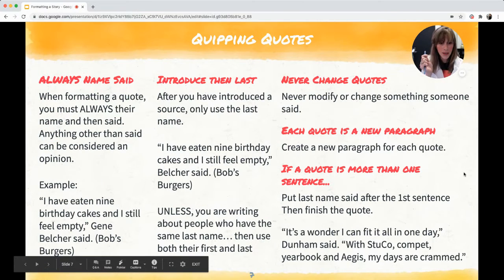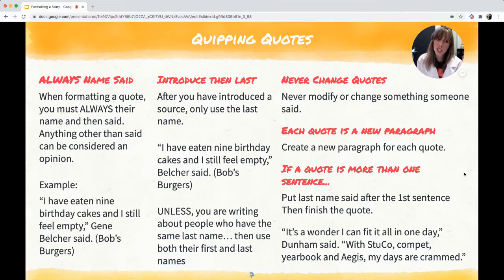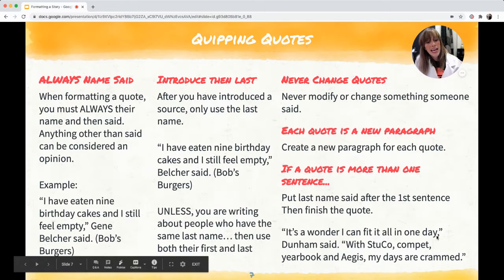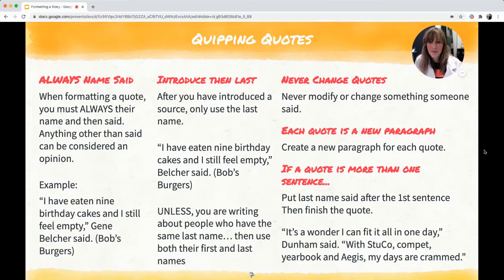Okay. There we go. If a quote is more than 1 sentence, you're going to put last name said after the first sentence and then finish the quote. Here's my example. "It's a wonder I can fit it all in one day," Dunham said. Last name, Dunham, said. Then I'm going to continue. "With Stuco, Compet, Yearbook, and Aegis, my days are crammed." That was a 2-sentence quote. I broke it up with his last name and said, easy. Boom. You can do it.